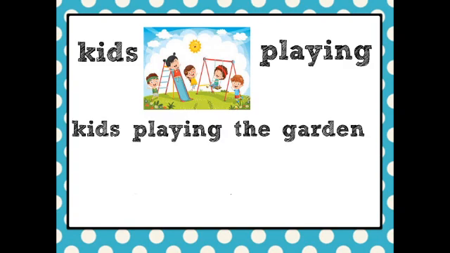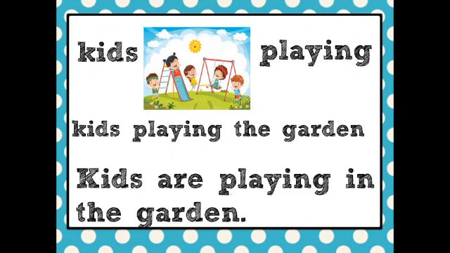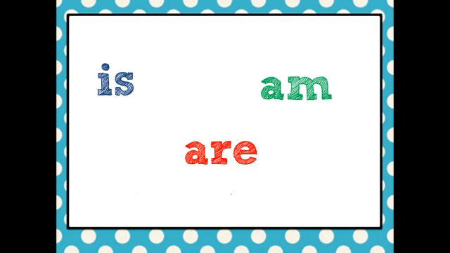Kids playing. Kids playing the garden. Is this a sentence? I don't think so. Kids are playing in the garden. Now this is a sentence conveying one complete thought. And here we're using another small word that helps us in making sentences. Are. In this lesson, we're going to learn about is, am, and are, where to use them, and how they help us in making sentences.